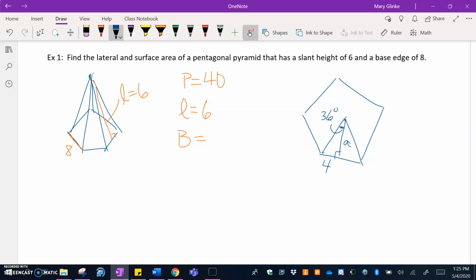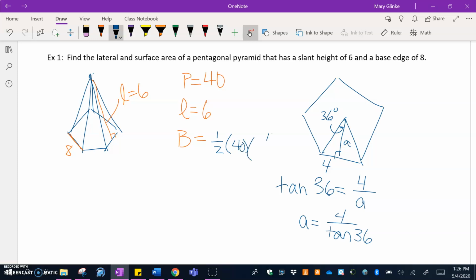We want to figure out what this apothem would be so that we can find the area of this pentagon. For the apothem, we're going to use SOHCAHTOA. Tangent of 36 equals opposite over adjacent. So tangent of 36 equals 4 over A. Solving for A gets us 4 divided by the tangent of 36. And so our area of the base is going to be 1/2 the perimeter of the base times the apothem, which is 4 divided by the tangent of 36.